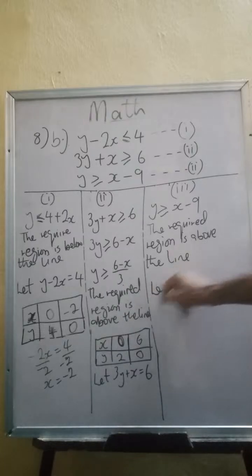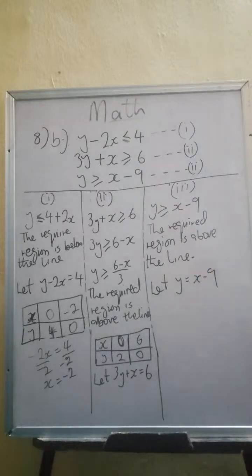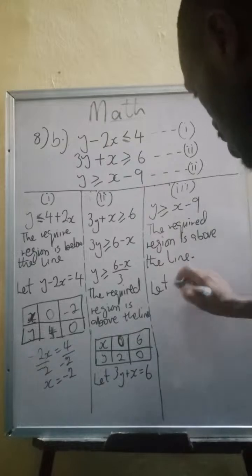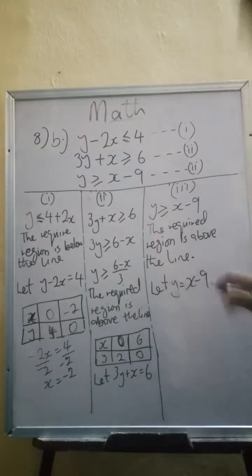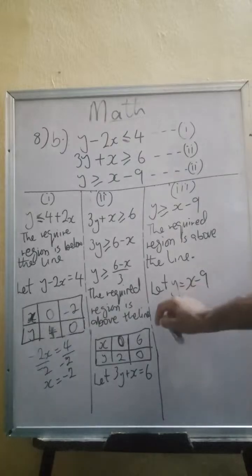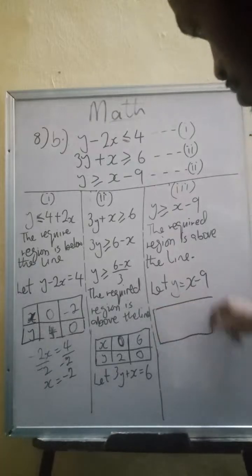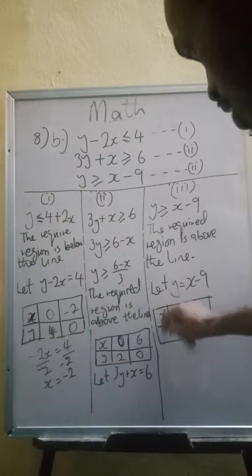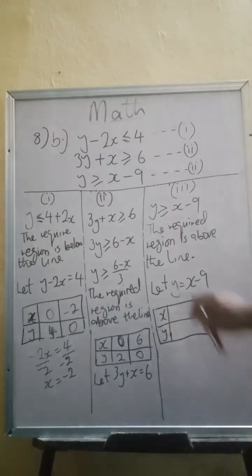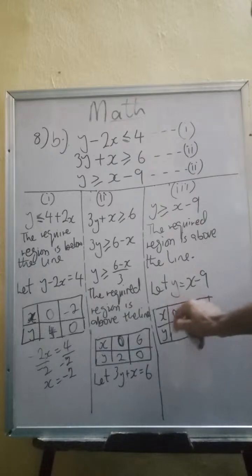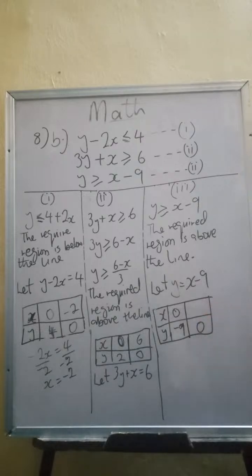Now the next thing is, let y be x minus 9. You have a table, x and y. So if x is 0, what is y? y is going to be minus 9. And if y is 0, x is going to be 9. And hence you've gotten 2 points for each.